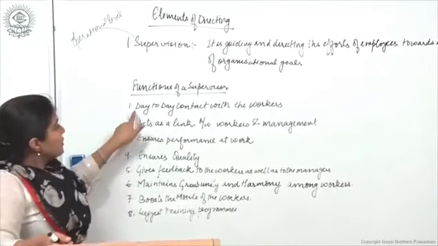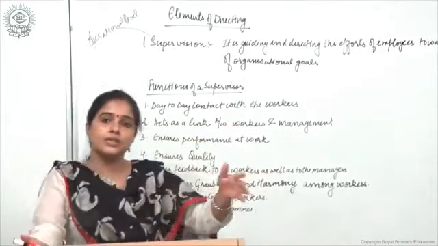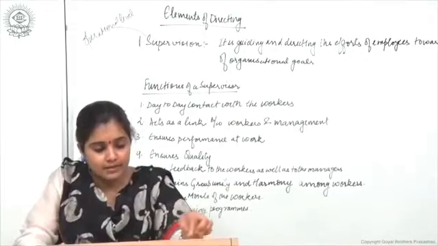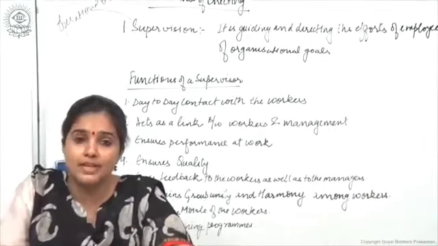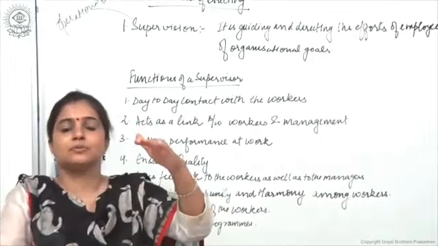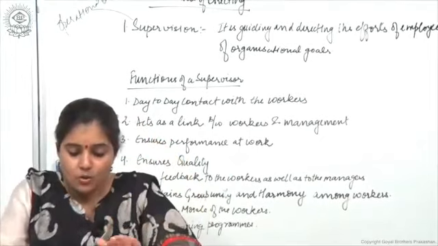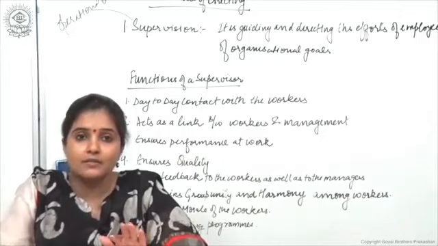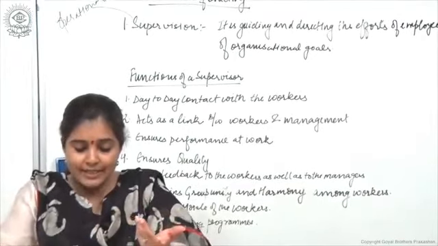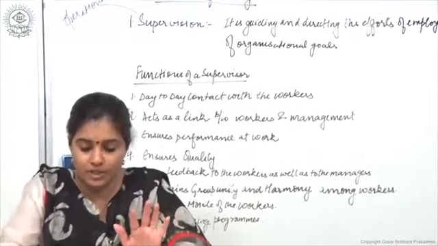The first function: day-to-day contact with the workers. As I told you, the supervisor works at the operational level of the management, right? That is a level just above the factory workers. So he is the one who comes in direct contact with the factory workers, and he has a face-to-face contact and interaction with each worker at the operational level.